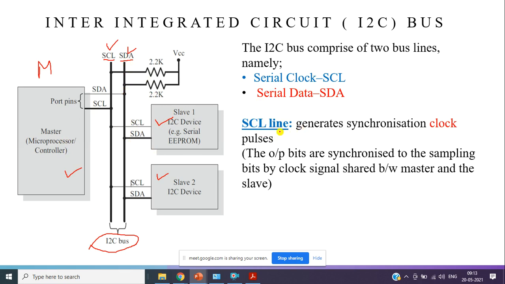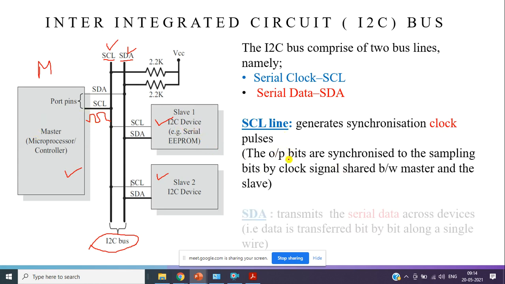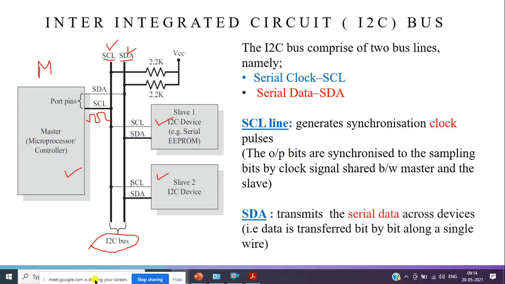The importance of the serial clock is that it generates the synchronization of clock pulses, which means that the job of the microcontroller, which consists of a crystal oscillator, is to generate the clock. This has to be serially synchronized with both the slaves. Hence the output bits are synchronized bit by bit by the clock signal. This clock signal is shared between the master device and the slave device.